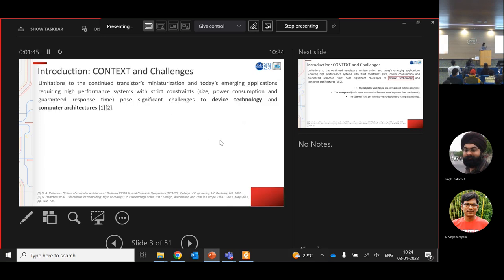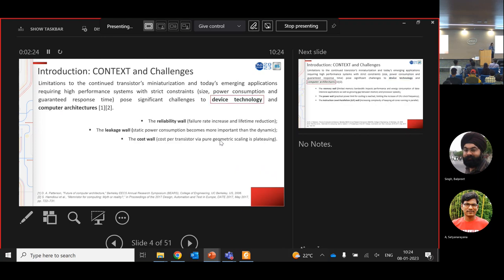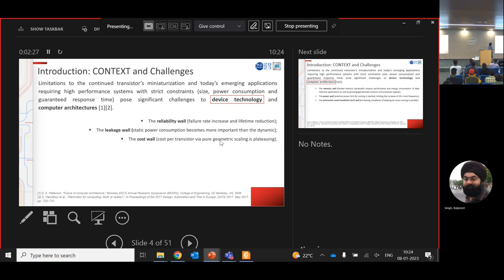Okay, so basically, as Moritz already mentioned, the technology has evolved during the past 5 decades, according to Moore's law, and the miniaturization of the transistor makes possible the implementation of high-performance systems with restricted constraints in terms of power, area, and performance. However, we observed a limitation in terms of transistor miniaturization. Okay, and this limitation poses some significant challenges in terms of device technology and computer architecture.